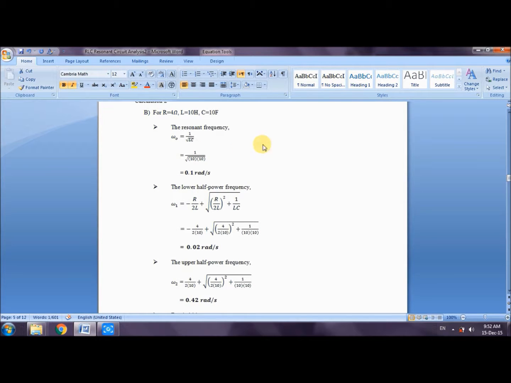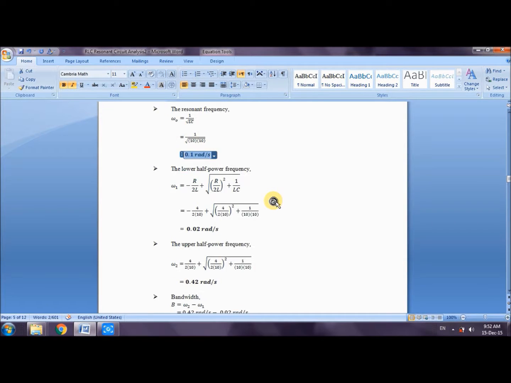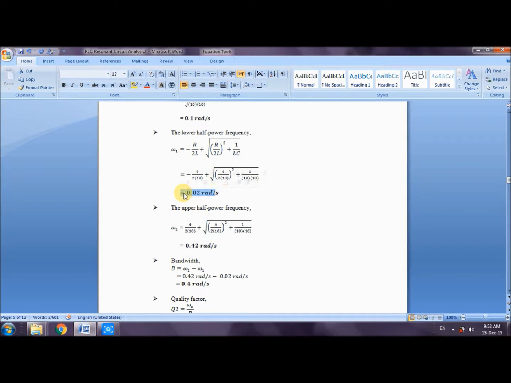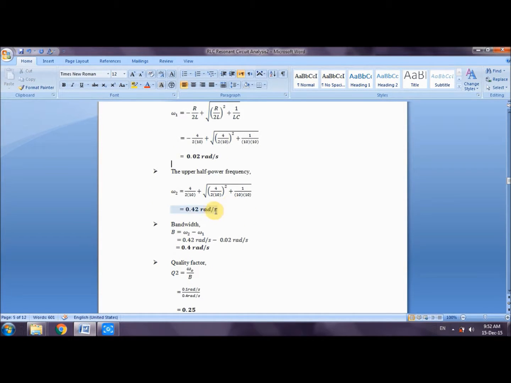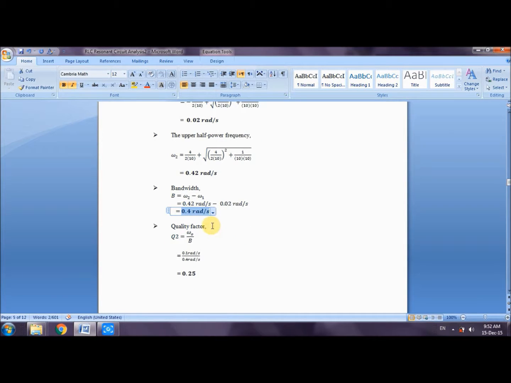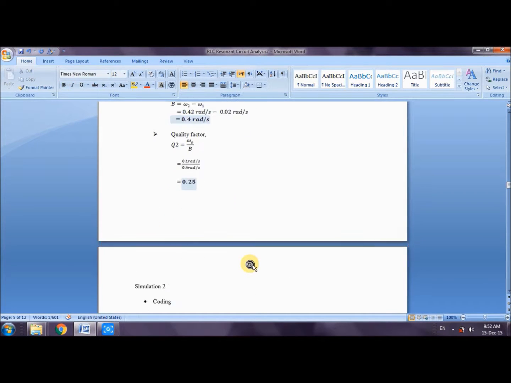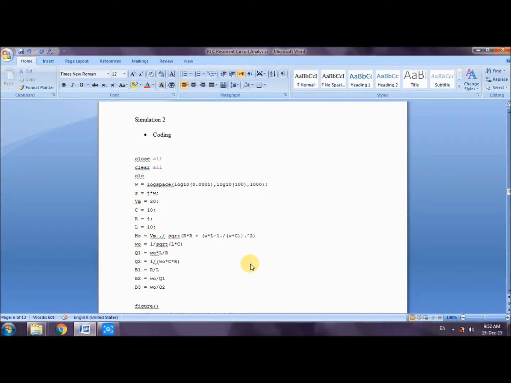Okay. For our second calculation, the resonant frequency that we obtain is 0.1 radian per second, and for the lower half power frequency, we got 0.2 radian per second, and for the upper half power frequency, we got 0.42. For the bandwidth, we got 0.4 radian per second, and our second quality factor, we got 0.25.